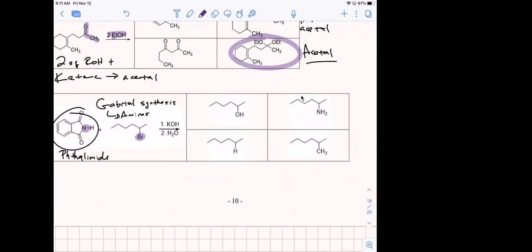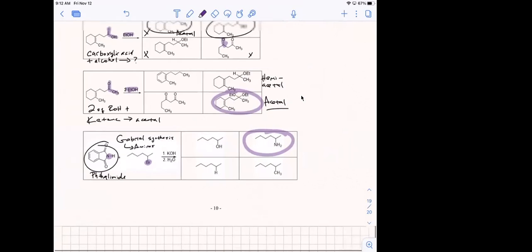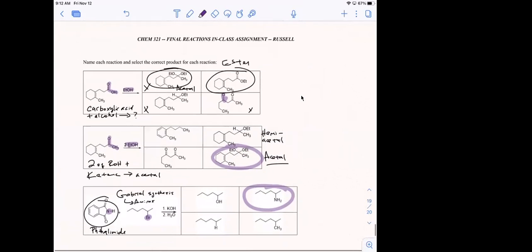So I'm looking at the answers. What am I looking for? I'm looking for an amine. That NH, yeah, that's my amine right there. In this case, it's a secondary amine because I started with a secondary alkyl halide. So the Gabriel synthesis allows me to make primary and secondary amines. All right, any questions about these reactions before we move on?